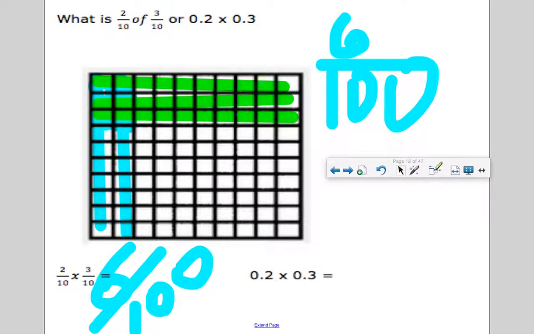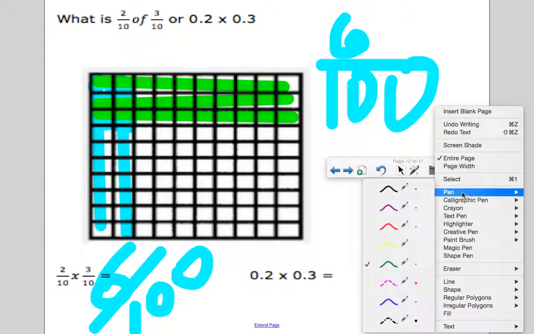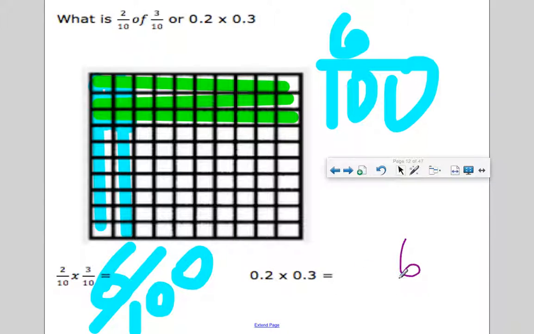So what is 2/10 times 3/10? That would be 6/100. Could I have simplified 6/100? If you're in Pattison or one of the feeder schools, you divide both numbers by 2, get them both even, and you get 3/50. So the answer could have been 6/100 or 3/50.